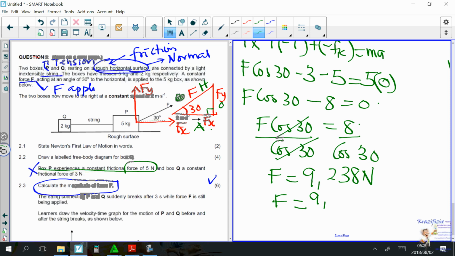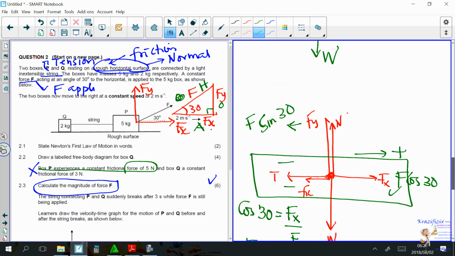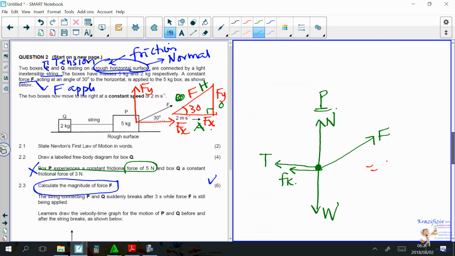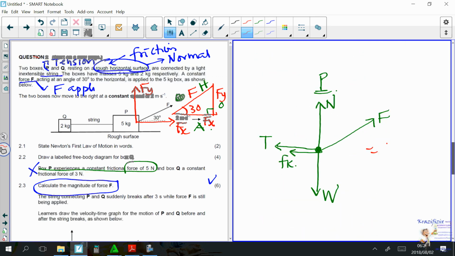All right. Where would you have been marked here? Let's quickly mark this together. Where will the marks be? We're looking for 6 marks there. All right. Where did we start the calculation? Let me use a red one. F net equals MA. We get a mark there. We get a mark for substituting 3. And we get a mark for substituting 0. How many marks there? 3 already. Where will we get the remaining 3?